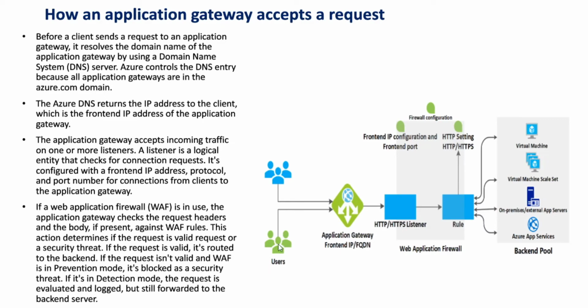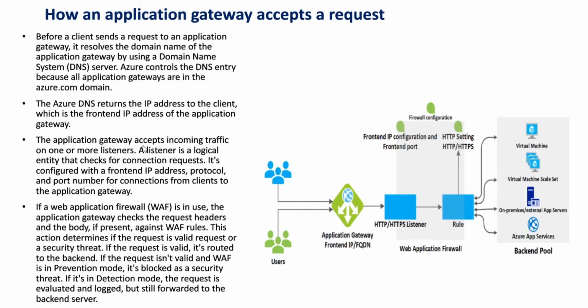Before sending the user request to this particular load balancer, the client should resolve the domain name of that application gateway. For domain name resolution, we can use GoDaddy or similar hosting platforms. So Azure DNS returns the IP address to the client, which is the front end IP address. Whatever public IP address we associate with the application gateway will be resolved by the DNS servers. Then it will forward the request to the web application firewall, then to the backend pool.